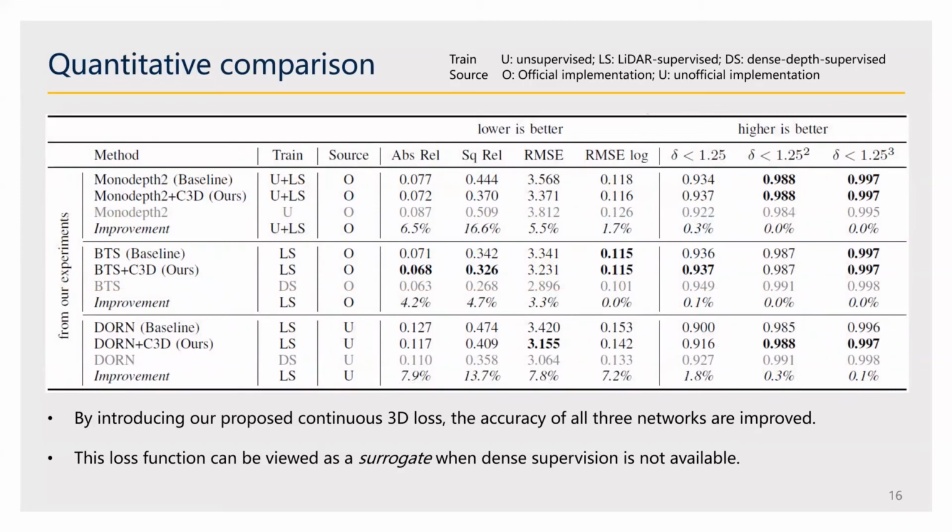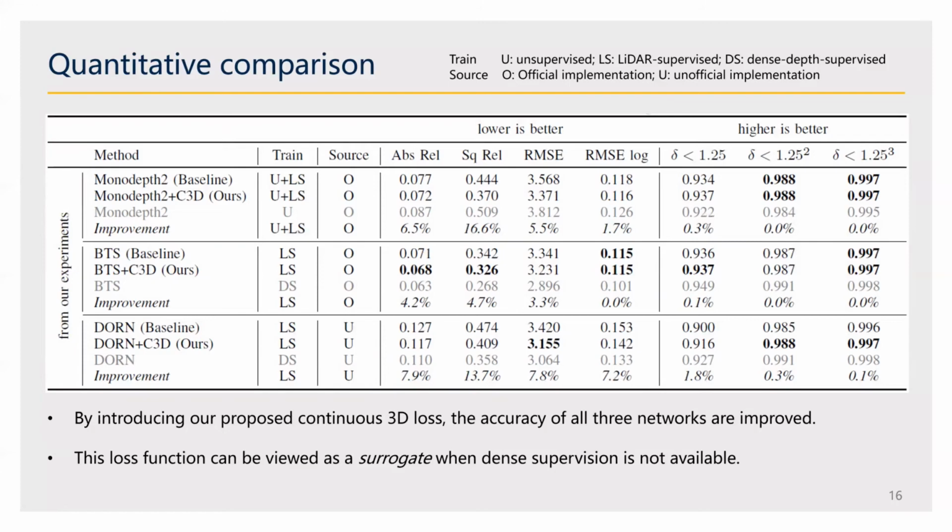This table shows the advantage of our work. The three horizontal chunks correspond to comparison to three baselines. By simply adding the C3D loss in the training procedure, we observed up to 16% improvement in accuracy. The gray numbers correspond to results trained with the supervision source as specified in the original paper. For example, MonoDepth2 originally used no depth supervision. BTS and DORN originally used dense depth supervision.